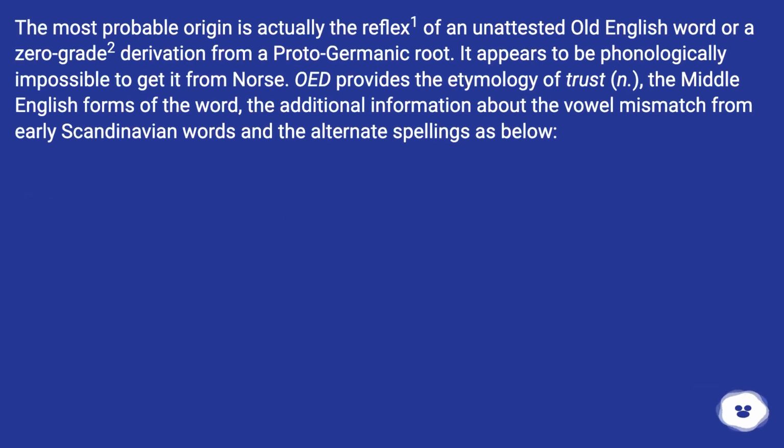The most probable origin is actually the reflex1 of an unattested Old English word or a 0 grade2 derivation from a Proto-Germanic root. It appears to be phonologically impossible to get it from Norse. The OED provides the etymology of trust, the Middle English forms of the word, the additional information about the vowel mismatch from early Scandinavian words, and the alternate spellings as below.